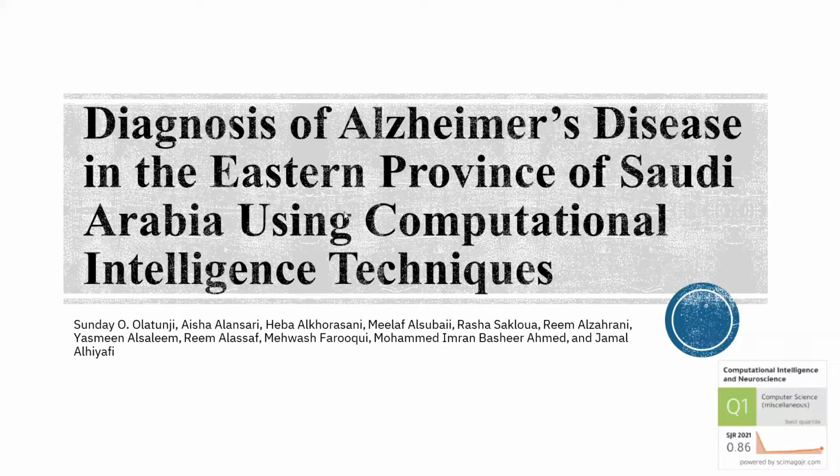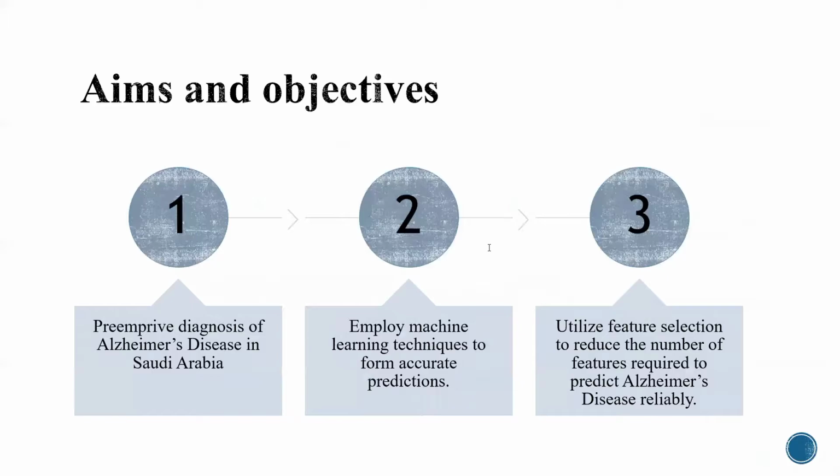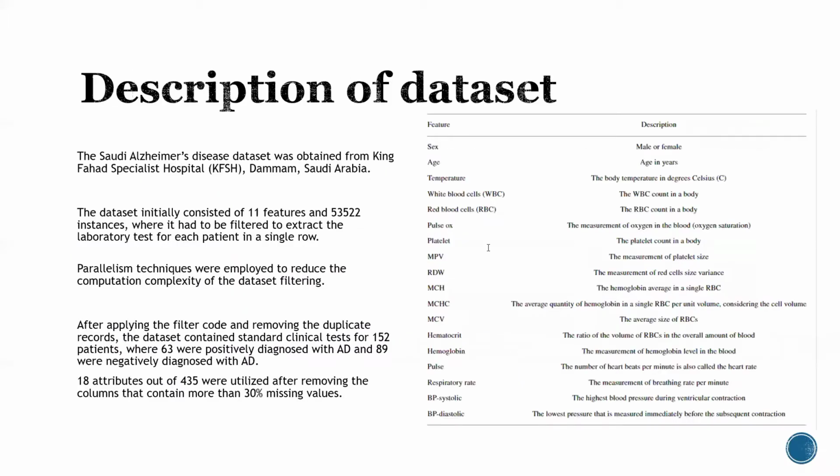Last week we quickly summarized the outcome of this work called Diagnosis of Alzheimer Disease in the Eastern Province of Saudi Arabia using computational intelligence techniques. It happens to have been published in the Computational Intelligence and Neuroscience Journal, ranked as Q1. We did discuss a summary of the work last time.